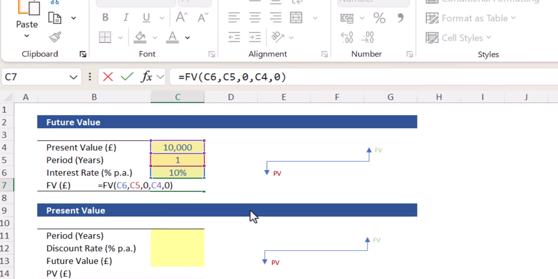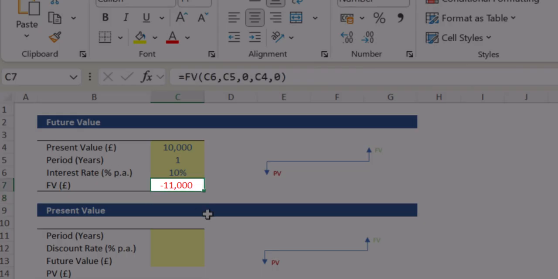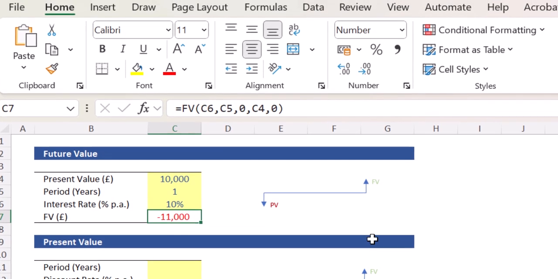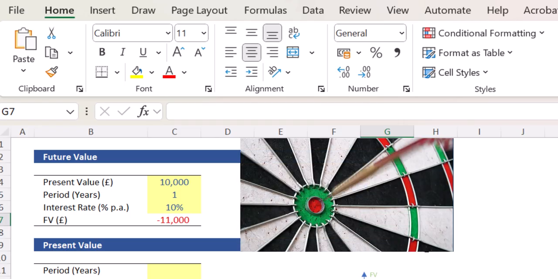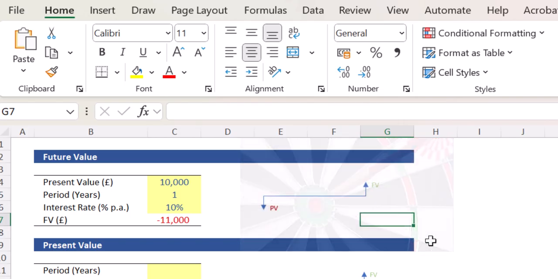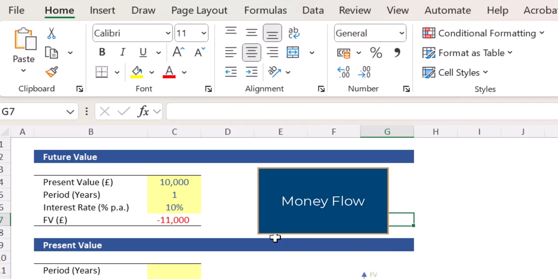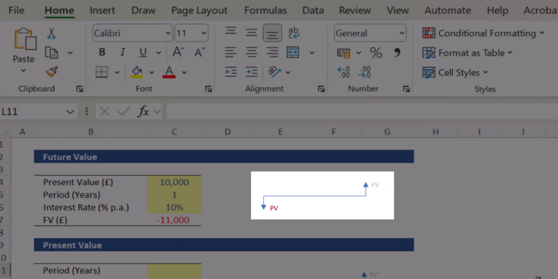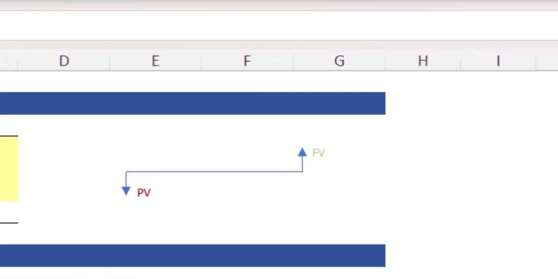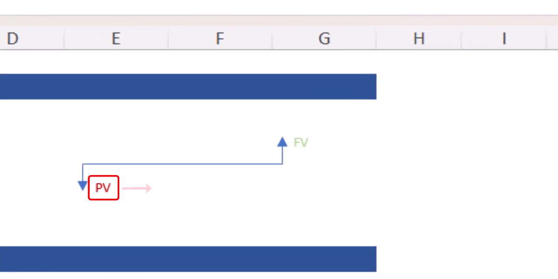If you close off brackets and press enter, you can see Excel returns the correct value of £11,000. However, you can see it's being displayed as a negative number, and there is a good explanation for that. Excel is a very precise software, and while working with financial functions, it considers a typical money flow, which can be represented by a diagram like this. So if you are investing your money, the variable present value should be represented by a negative value, as this is basically money leaving your bank account.